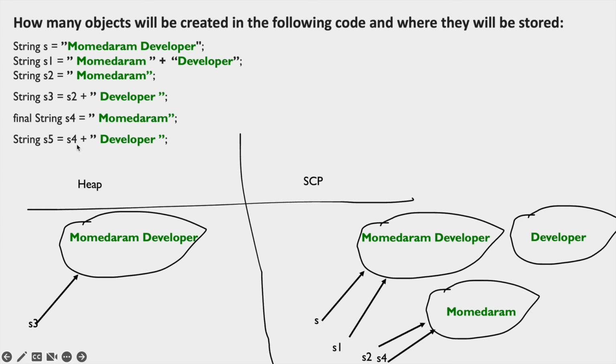So constant plus constant, the operation will be executed at compile time only. The JVM will concatenate s4 and developer, Momedaram plus developer, and it will be created in the string constant pool only if it is not there. But in our case Momedaram developer is already there, so s5 will be pointed to this existing Momedaram developer object. So this is how objects will be created and stored in the heap memory or string constant pool.